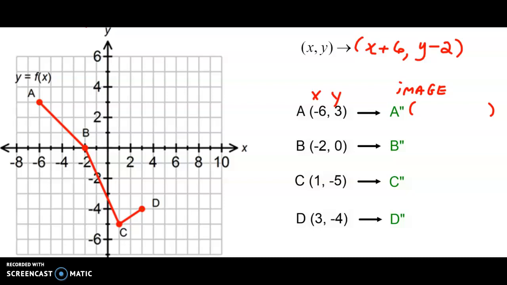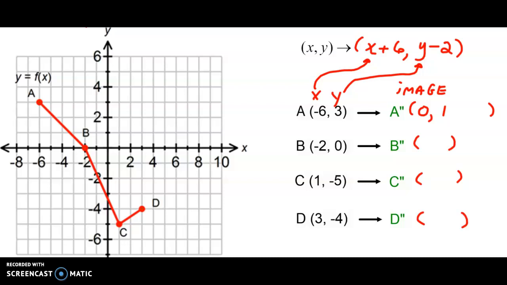Again, we're taking the x coordinate and we're going to add 6 to every x. We're going to take the y coordinate and subtract 2 from every y. So we're basically substituting the points into the mapping rule to get the new points. So I'm going to add 6, I will get 0. I'm going to take 3, subtract 2, and I will get 1. And I'm going to do that for each coordinate. And then we'll plot it and take a look at it.